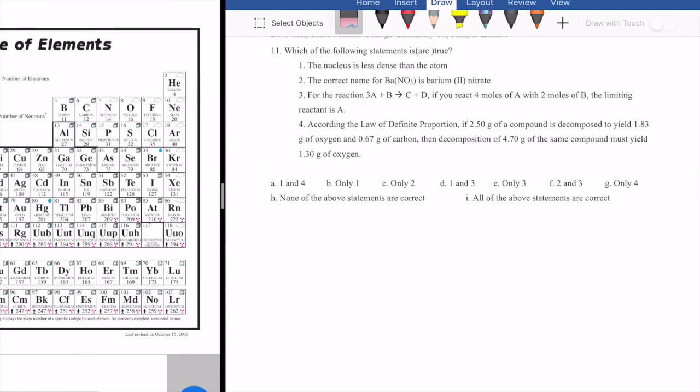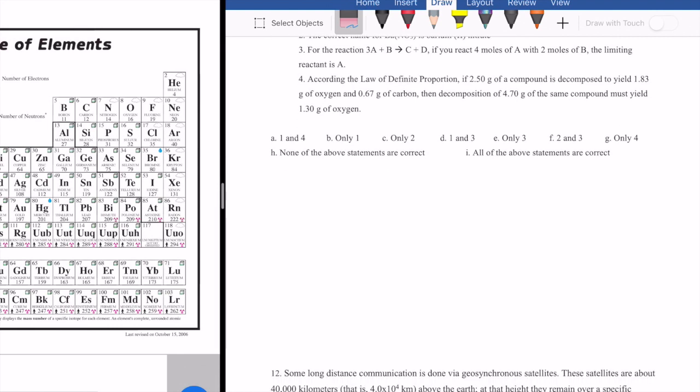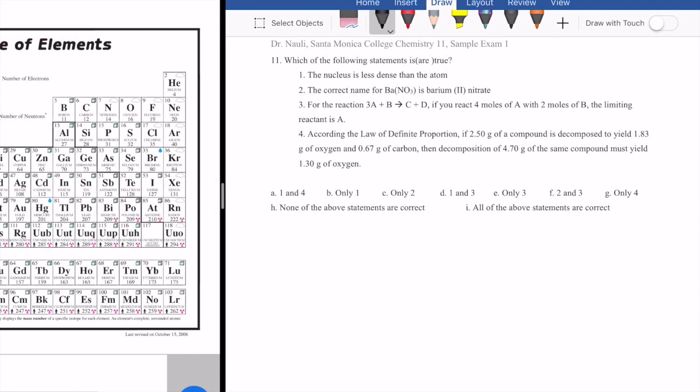Okay, let's take a look at question 11, sample exam 1 in Chem 11. This one gives you a few statements, and then wanting to know which one is the true statement. So let's take a look here. So the first statement is the nucleus is less dense than the atom.